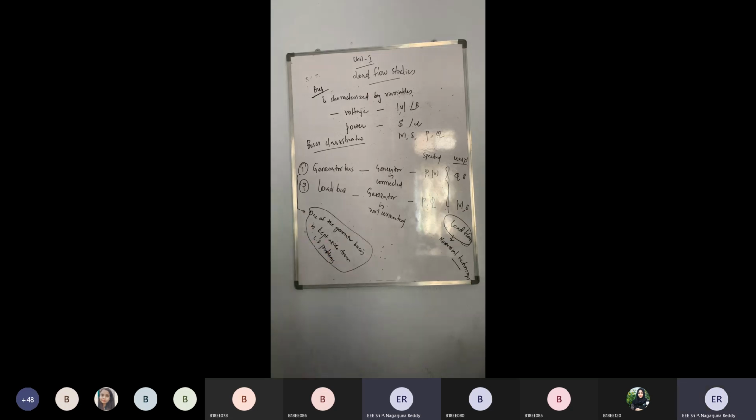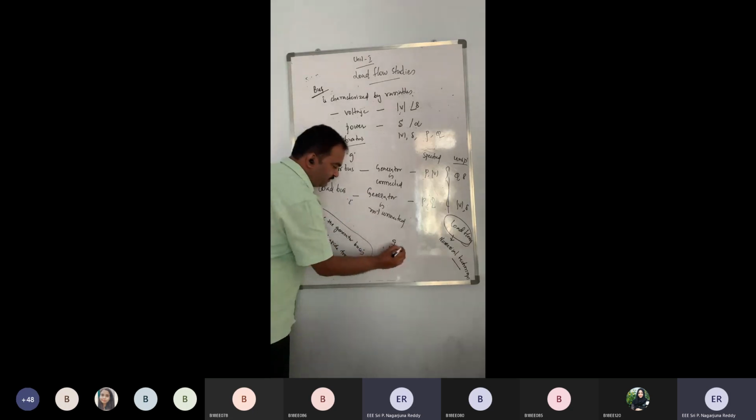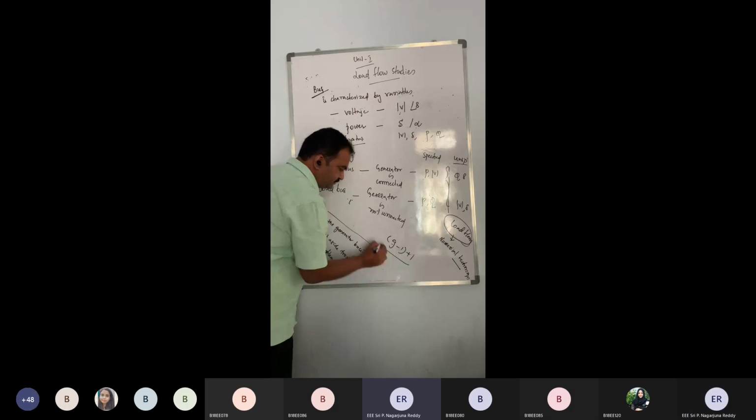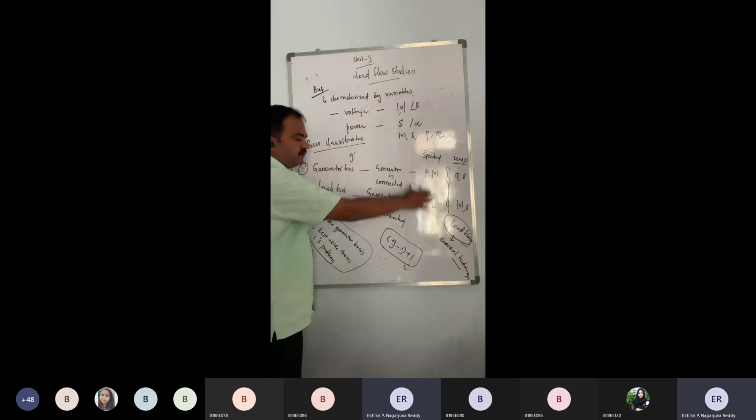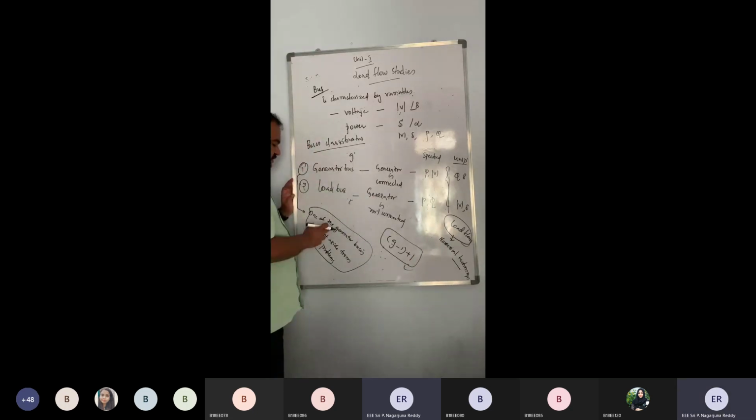One of the generator buses is kept aside from load flow problems. So let us suppose if G is the number of generator buses and L is the number of load buses, you will be doing for G minus 1 plus L. For only these things you will be computing all this way. You won't compute for this particular generator bus which has been taken up.